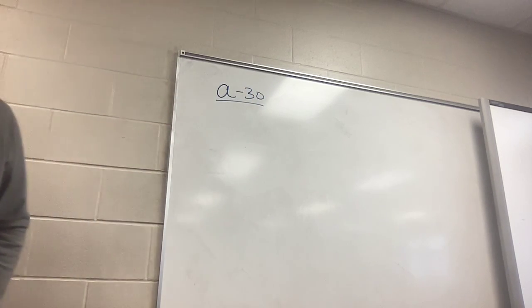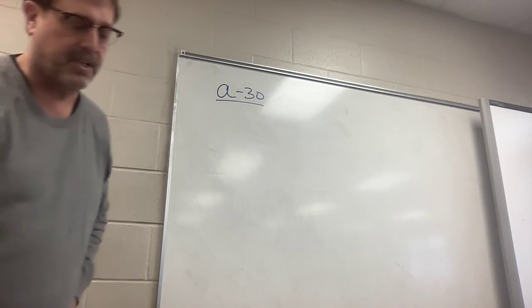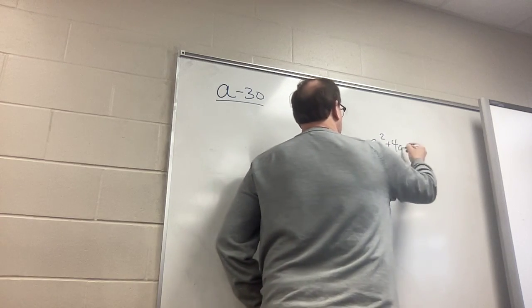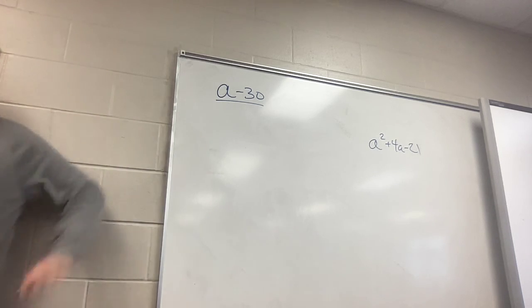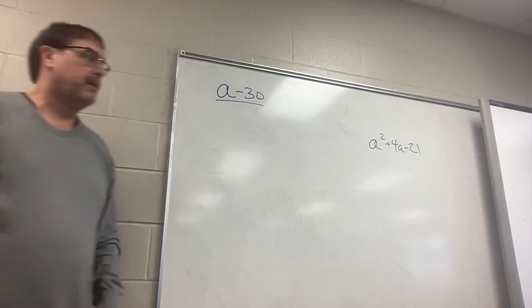Now, I'm going to do something here. I'm not going to write the original problem. I'm going to go somewhere else, and I'm going to factor a squared plus 4a minus 21. I'm factoring that denominator. So I'm going somewhere else, like way over here. You could go way over there.